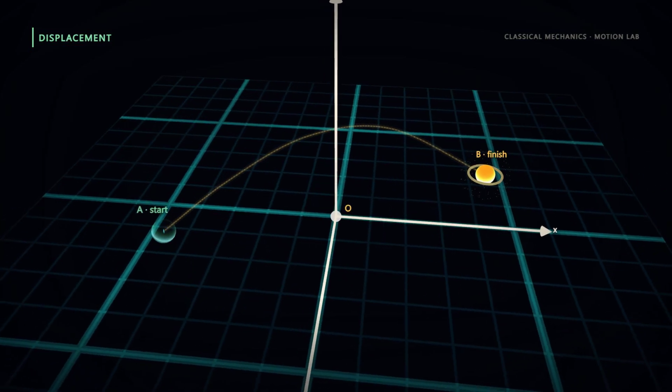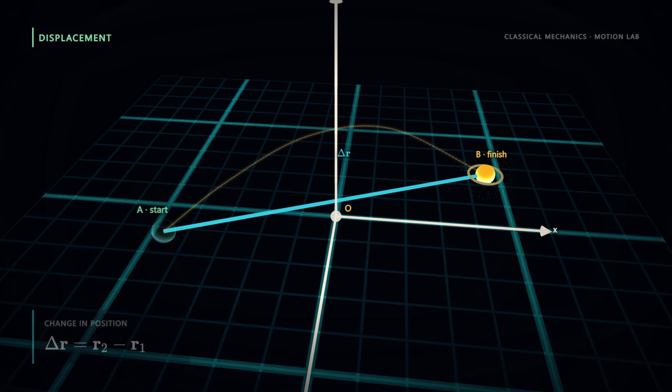Only now are we ready to draw displacement. Place its tail at A, the starting point. Let the arrow grow directly to B, the finishing point. Displacement ignores the curved route. It records only the change in position, delta r equals r2 minus r1.